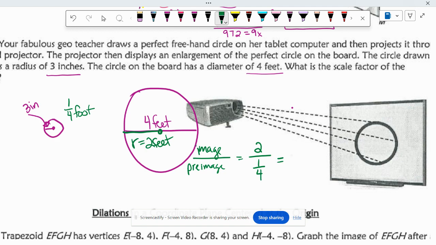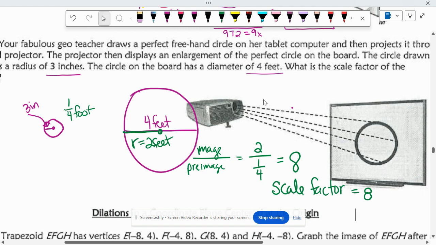2 divided by 1/4. You just put that into your calculator. 2 divided by, parenthesis, 1 divided by 4. No, it is not 0.5. Yeah, 8. Very good. So your scale factor equals 8.